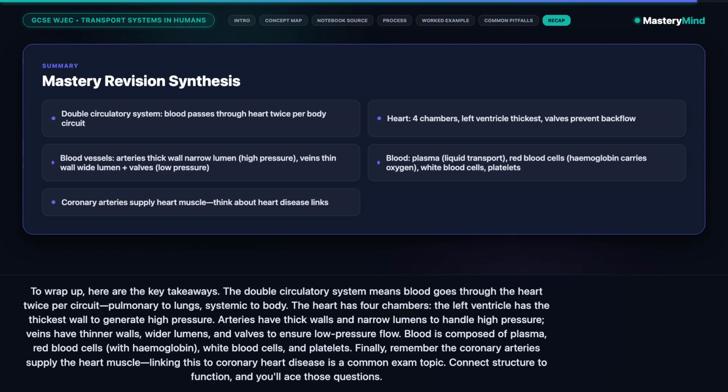Finally, remember the coronary arteries supply the heart muscle. Linking this to coronary heart disease is a common exam topic. Connect structure to function, and you'll ace those questions.